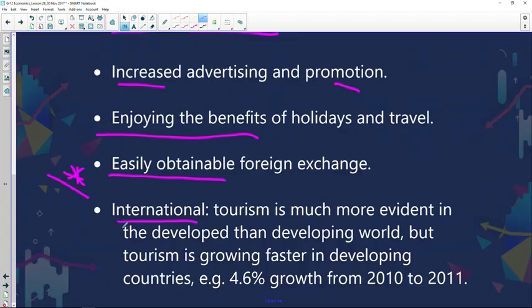And then when we look at international, tourism is much more evident in the developed than the developing world, but tourism is growing faster in developing countries at a rate of about 4.6.